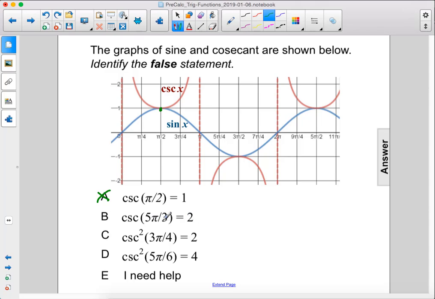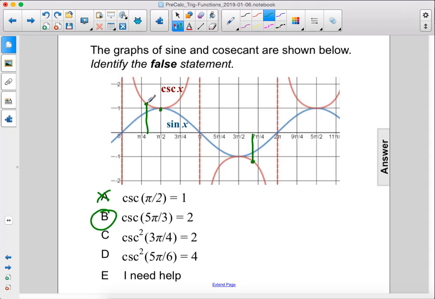All right, so 5 pi over 3 is going to be over here somewhere on the cosecant graph. You can see that the cosecant here is not equal to 2. In fact, it's negative. So this is going to be our answer. Let's figure out what this is, though. The cosecant of 5 pi over 3 is going to have the same absolute value as cosecant of pi over 3, which is over here.